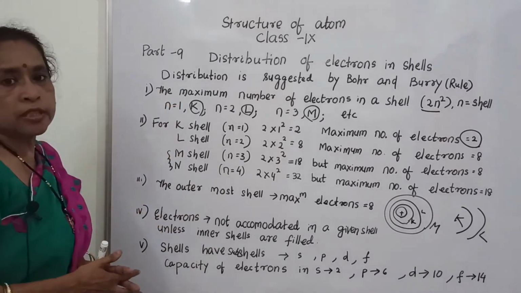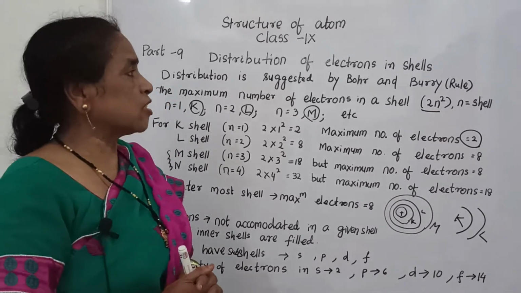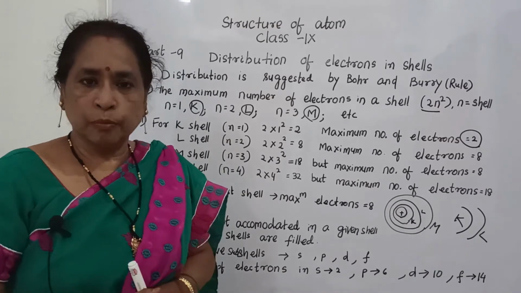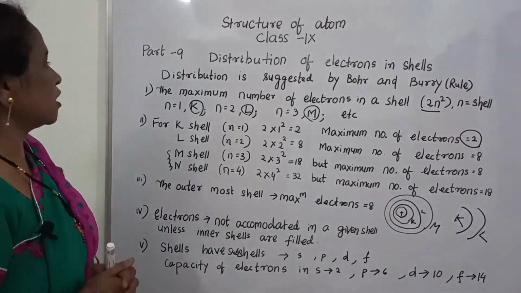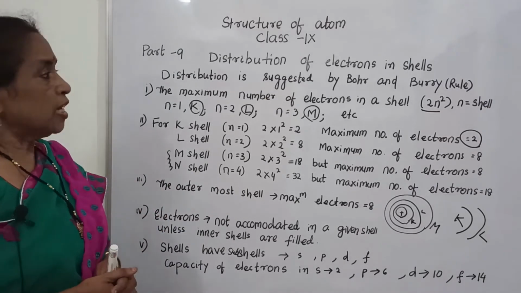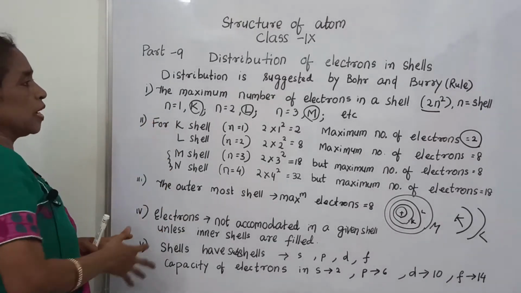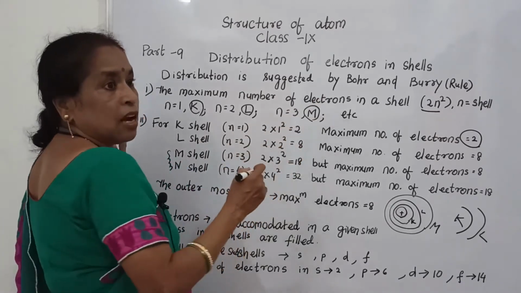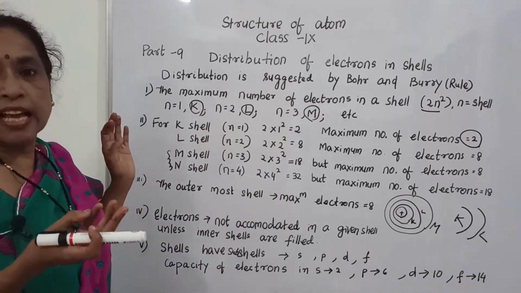According to distribution, that rule is called the Bohr-Bury rule. That means the scientists Bohr and Bury both suggested some points, some postulates. You can see here the first postulate: the maximum number of electrons in a cell. What are the cells? K, L, M, N.